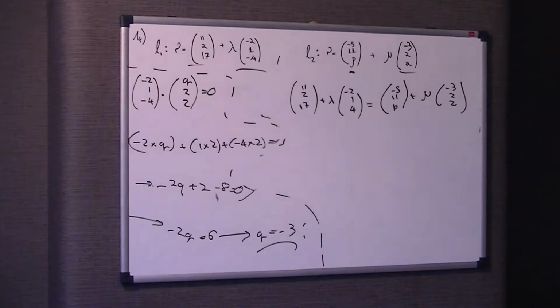Now it's just coming up with, obviously we don't know what mu and lambda are, but we're going to need to work them out to be able to give us a value for p, which is what we're trying to work out. Like any other vector equation, where you'd be working out a point of intersection, you come up with your simultaneous equations.